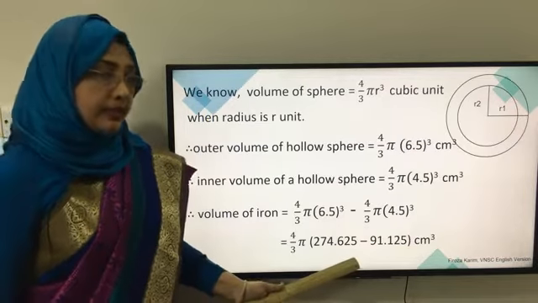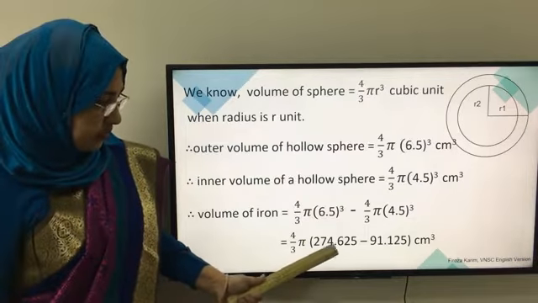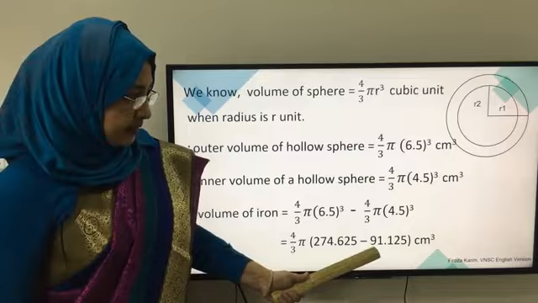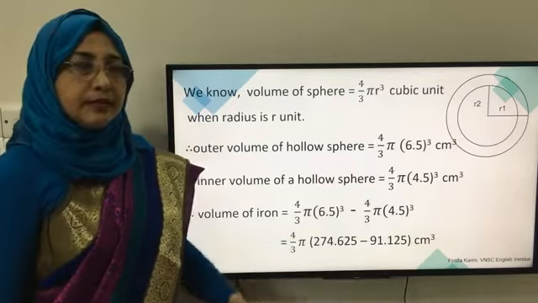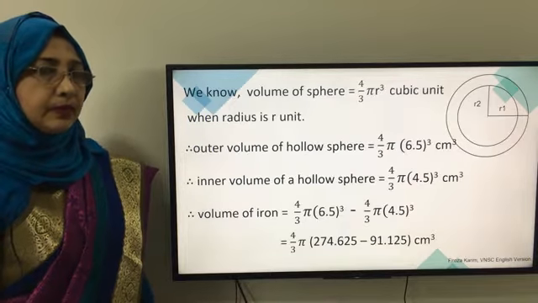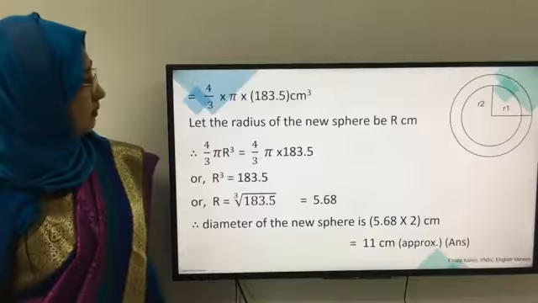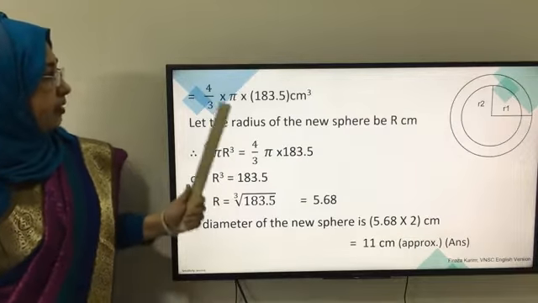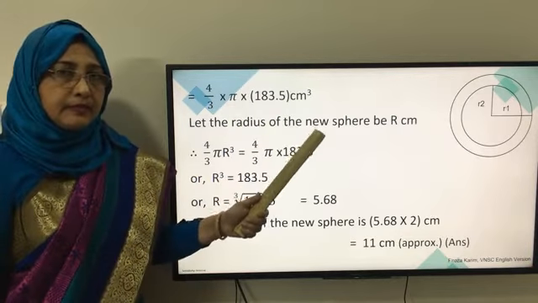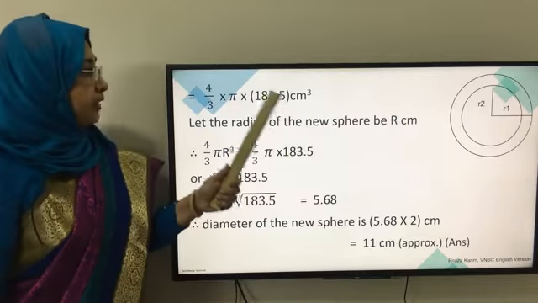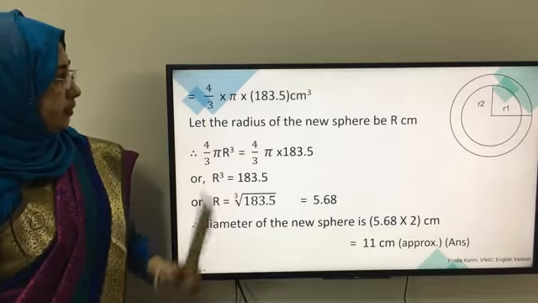And please do write it: 4 by 3 pi into 274.625 minus 91.125 cubic centimeter. And what will the result be? Yes, the result will be 4 by 3 pi into 183.5 cubic centimeter. Don't apply the value of pi yet. Let it be in this form.